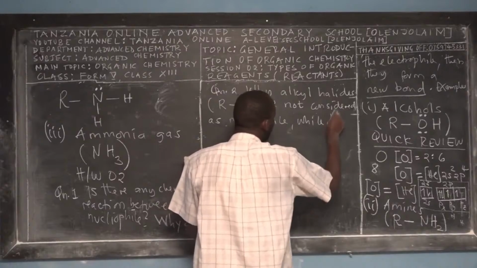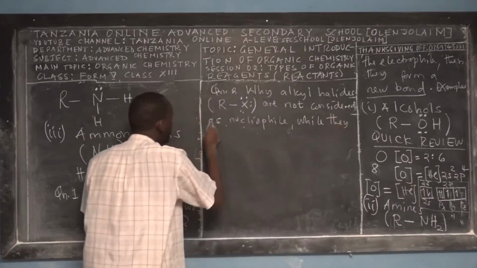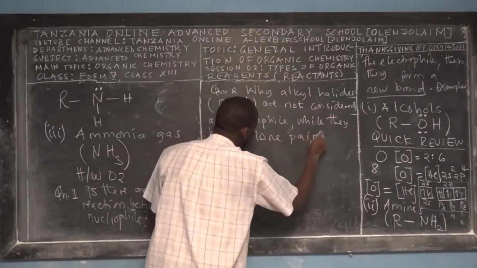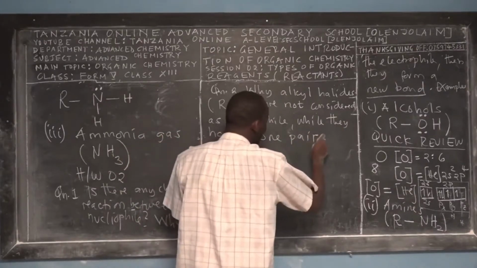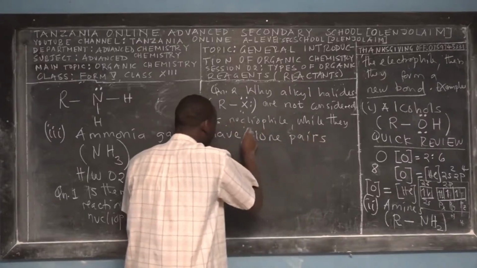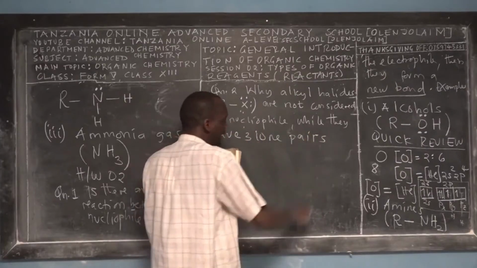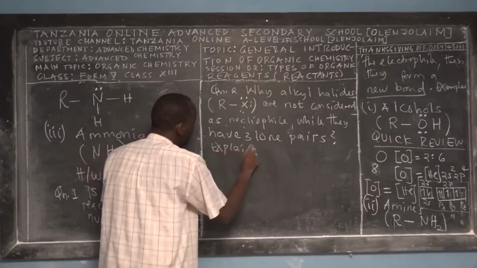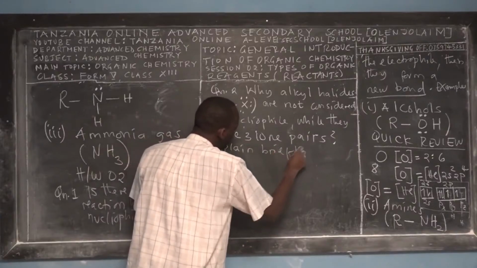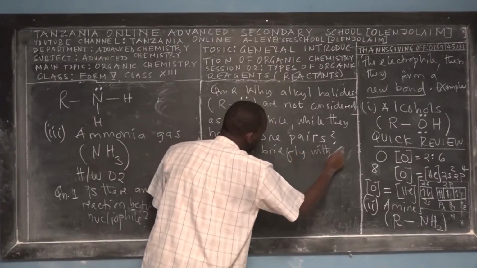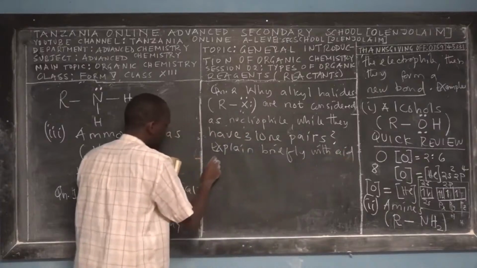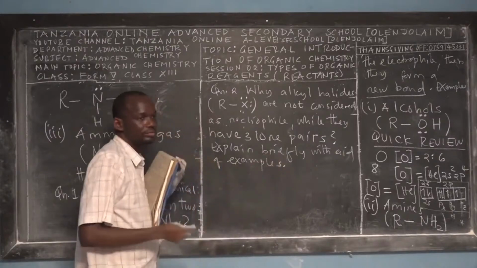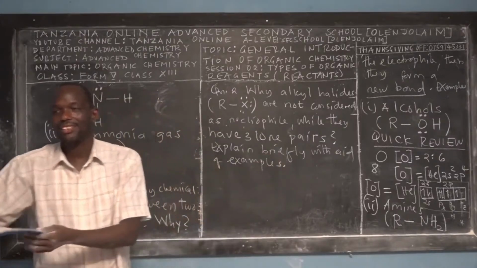Okay, why do they have what? Why do they have lone pairs? That is the question which I want you to go and ask yourself. Okay? They have 3 lone pairs. Explain briefly, with the aid of examples. Aid of examples. Okay? So why are they?